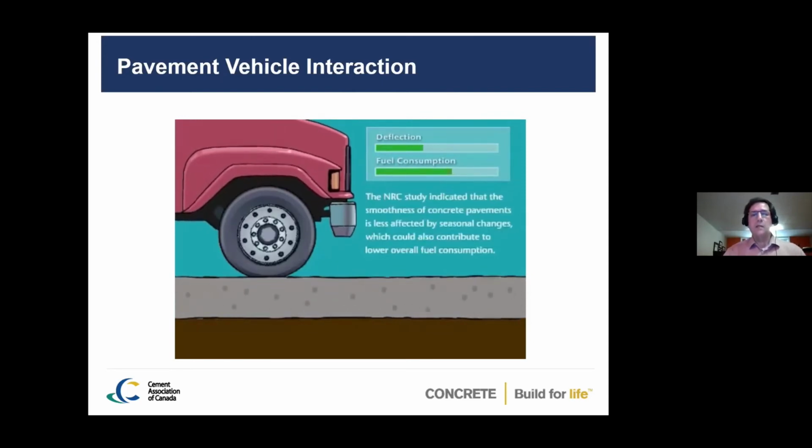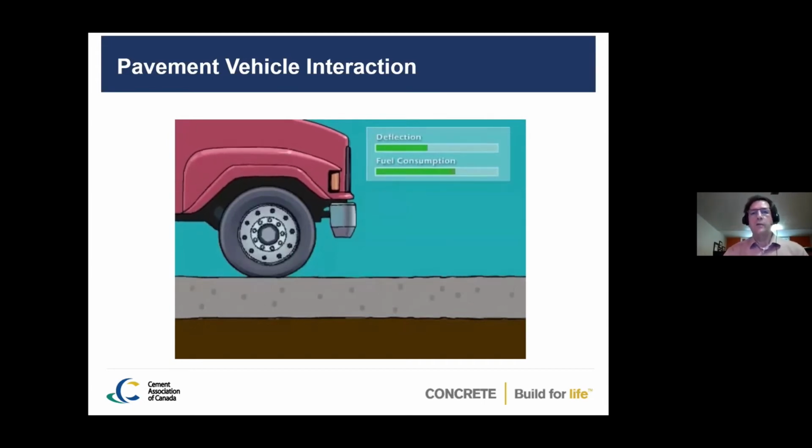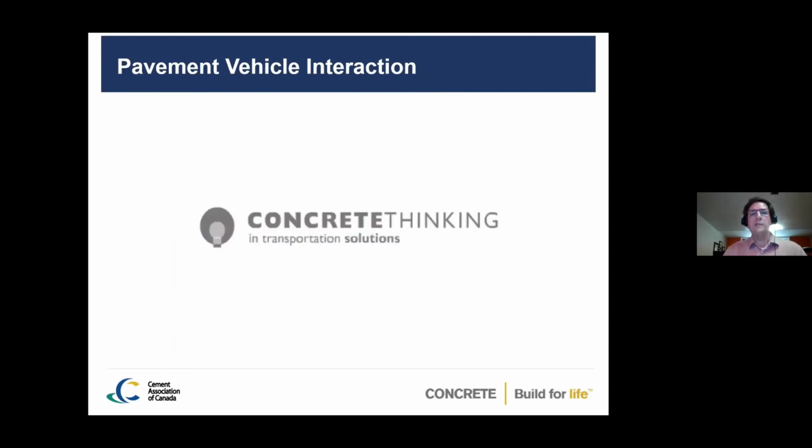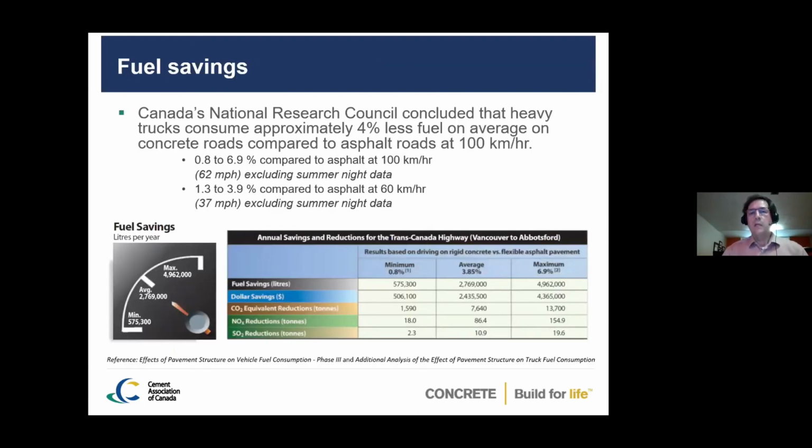They looked at a van semi-trailer and a tanker semi-trailer to make sure they looked at both conditions and did a complete analysis. The results of the analysis, on the next slide, showed that the fuel savings ranged between 0.8% and 6.9%, depending on the speed you're traveling at and whether you're a van semi-trailer or a tractor box semi-trailer.